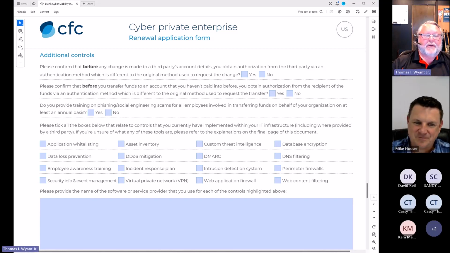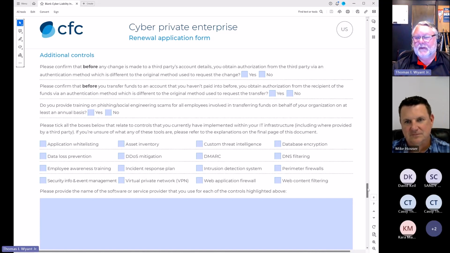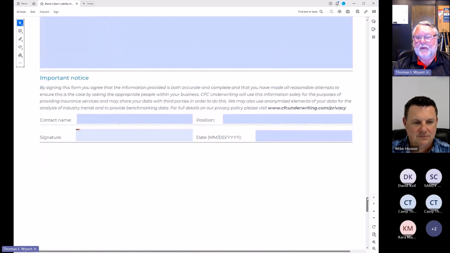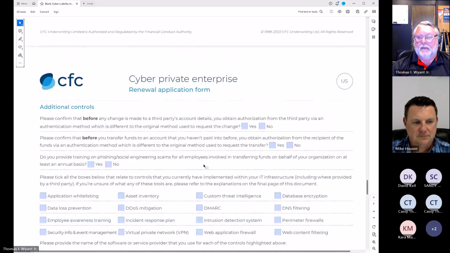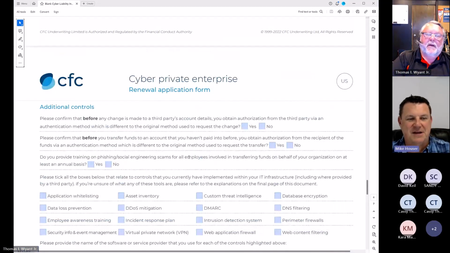I think the biggest question I've got, because we've kind of touched on this, is this thing's asking for everything, which is incredible. DNS filtering, perimeter firewalls. I've never seen... If I shared the application that I use, it's much simpler. Yeah, I'm still pretty blown away that this thing is so in depth.